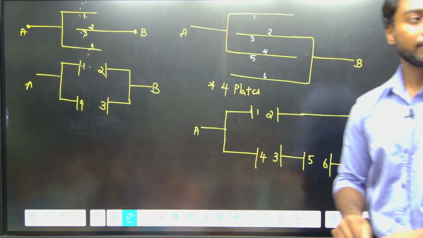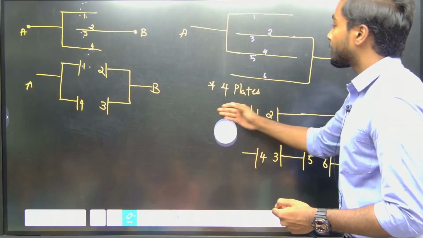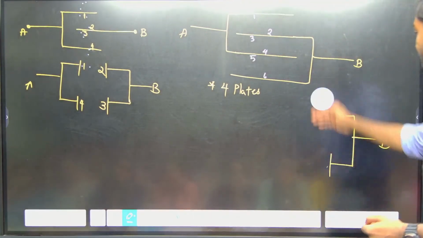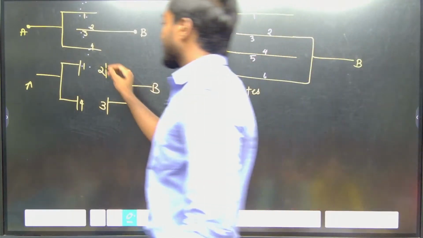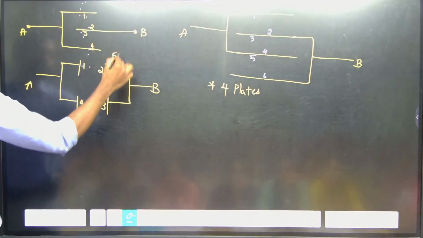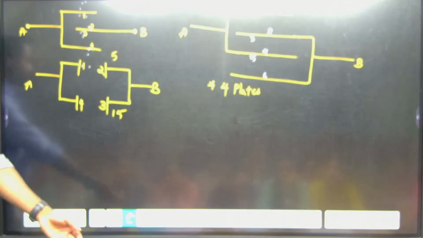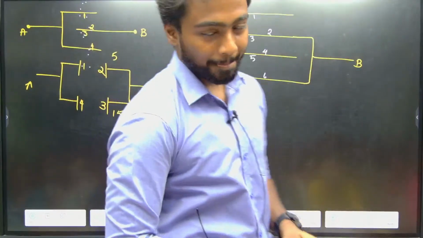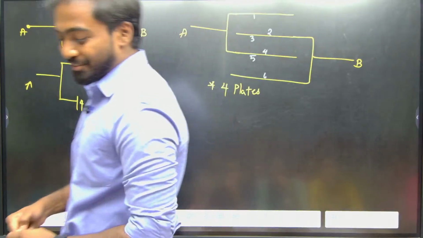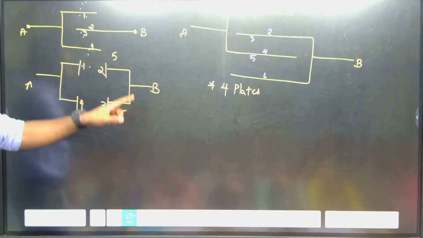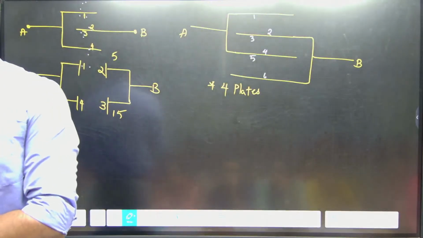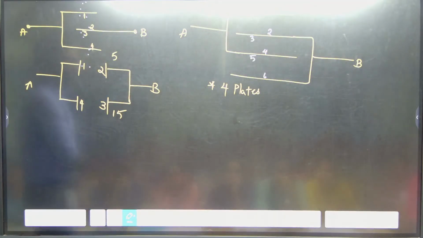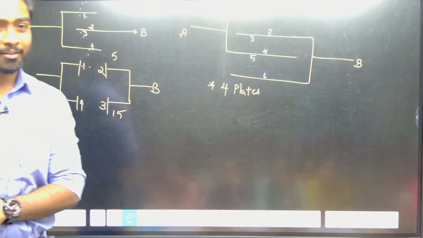Any doubt here? So okay, first let me complete the first problem. Take the value as 5 and this as 15. What is the answer? 20. Okay, I have solved the first problem and try to solve the second now on your own. Solve it now. Second one. No values, just draw the diagram. We'll see.